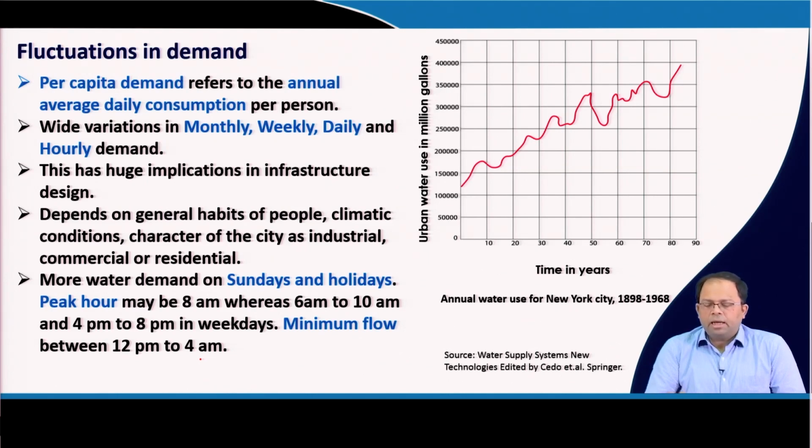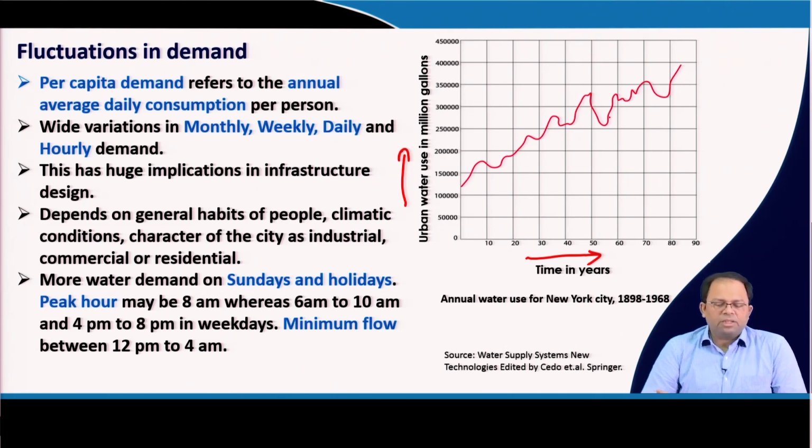In this particular figure, you can see the annual water use for New York City from 1898 to 1968. On this axis there are years, and on this axis the water use in millions of gallons, right. You can see how water use has steadily increased over the years, but it has not just increased in a straight line. There are also variations. Sometimes it has gone up, sometimes it has gone down. This variation may be because of many other factors.